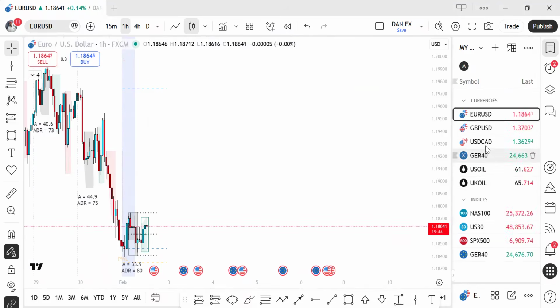So we're going to be going over these pairs. These are the pairs that I trade: Euro USD, GBP USD, USD CAD, DAX, US oil, UK oil, NASDAQ, US 30, S&P, and GER 40. So these are the things that we're going to be looking at. These are the things that we're going to be analyzing. So we're going to start with Euro USD here.